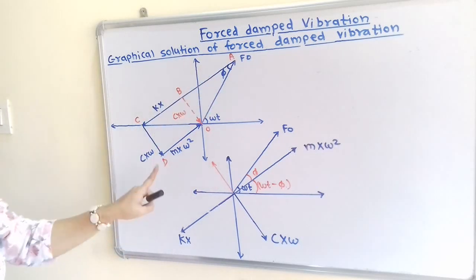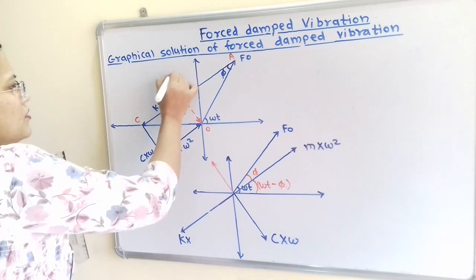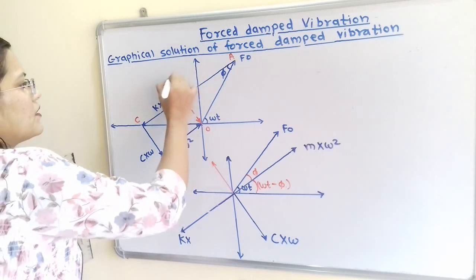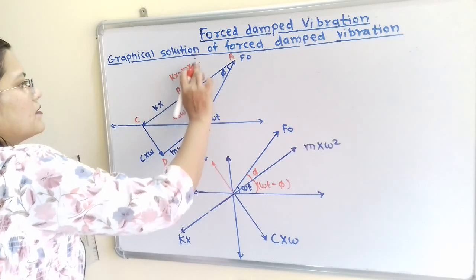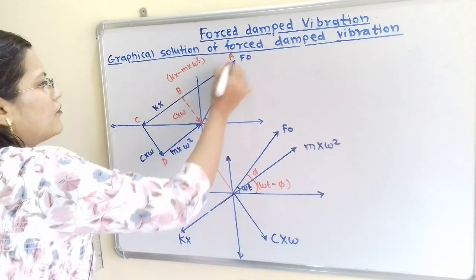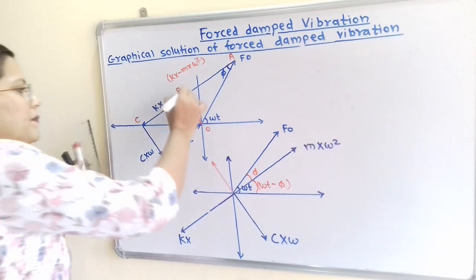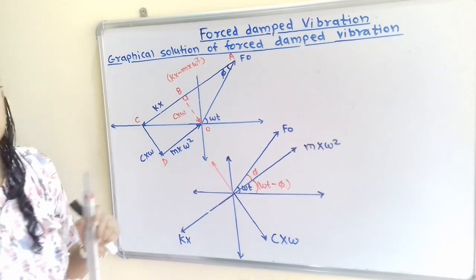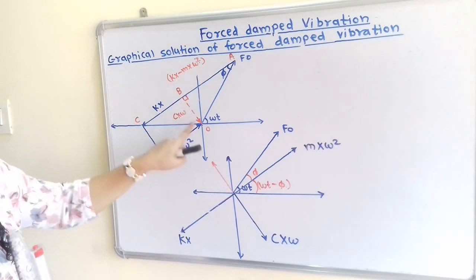So what is the value of AB? That is Kx minus m x omega square. So I will write here Kx minus m x omega square. So this is the value for this vector AB. Now here this is the perpendicular line. Now we will redraw this triangle ABO.